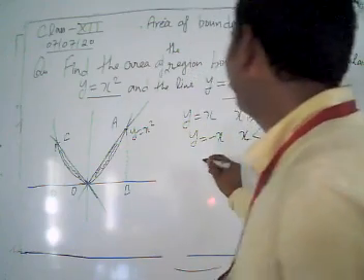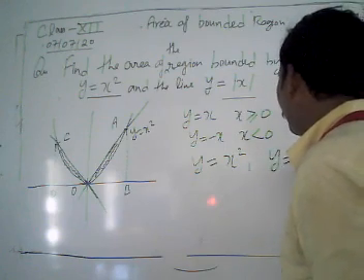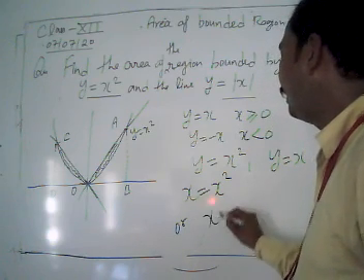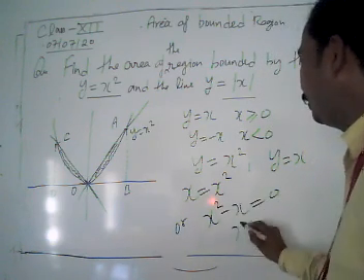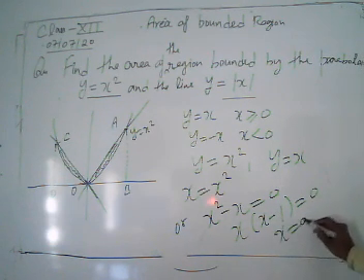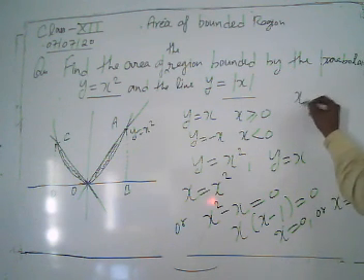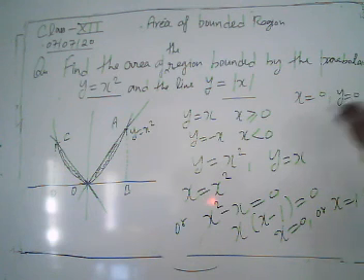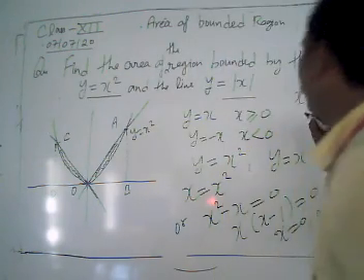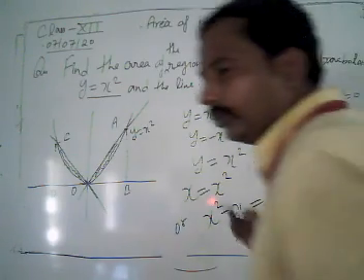The parabola is y equal to x square and the line is y equal to x. First of all we have to find the intersection point: x equal to x square, or x square minus x equal to 0, or x times x minus 1 equal to 0. Then we have x equal to 0 or x equal to 1. When x is 0, then y is 0, putting it into y equal to x square. When x is 1, then y is 1.